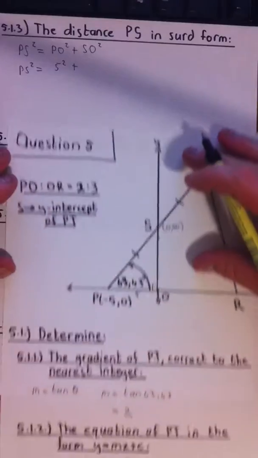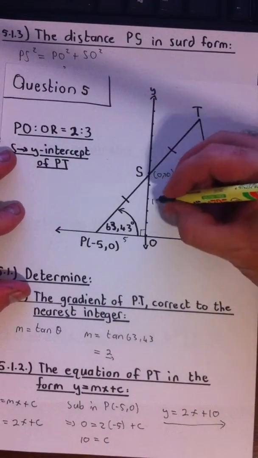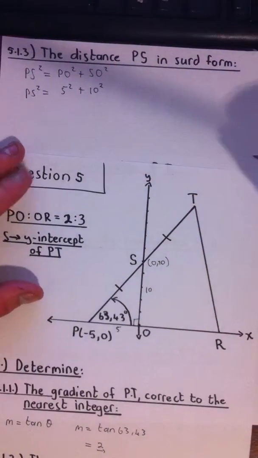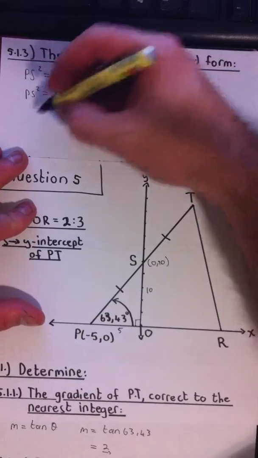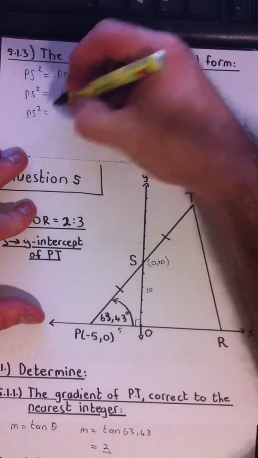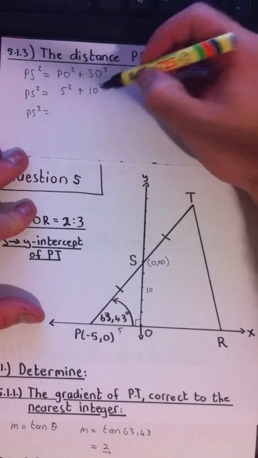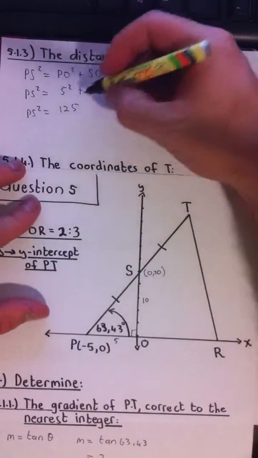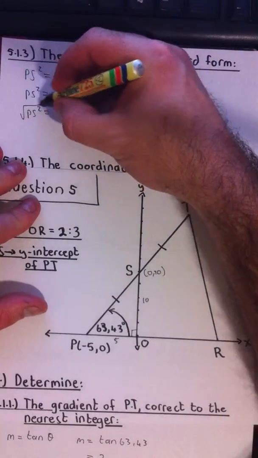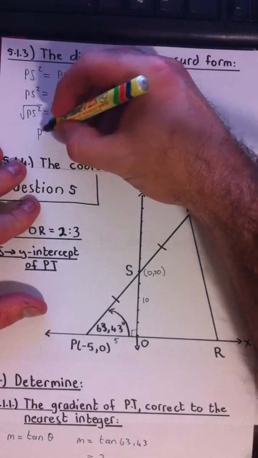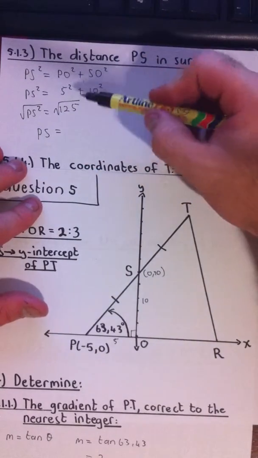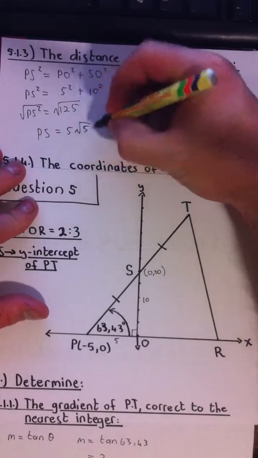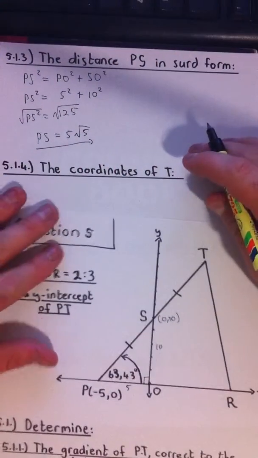So we know that the distance between the origin and S is 10 units. Well, we can just plug that in here. SO is 10 units. Square that. So then PS squared equals 5 squared plus 10 squared. That's 25 plus 100, 125. Now we take the square root of both sides, and we have that PS is equal to the square root of 125, and we can simplify that to 5 square root 5. That is it in surd form.